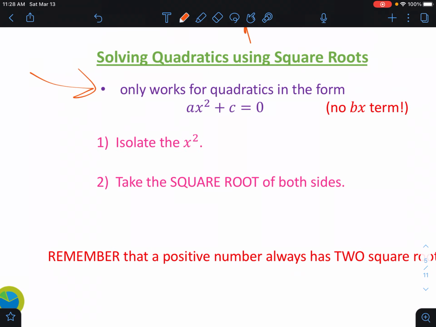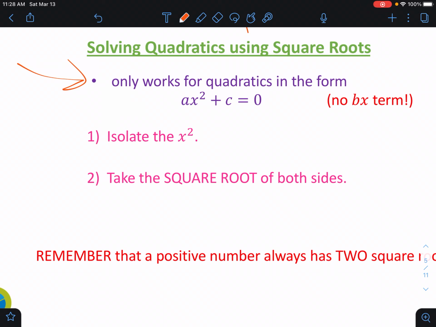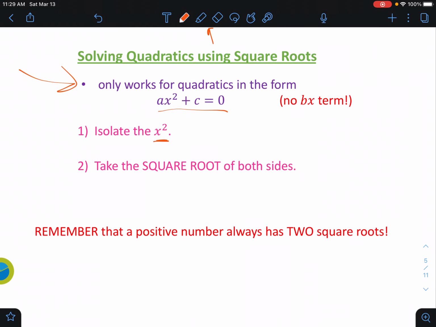So how do we do this? If that's the case and it's in this form here, then what you want to do is get the x squared by itself. So use your solving equations methods. And then once you get the x squared by itself, you have to get rid of that squaring. So you're going to take the square root of both sides. And then don't forget that when you take a square root, that positive number always has two square roots. Okay?